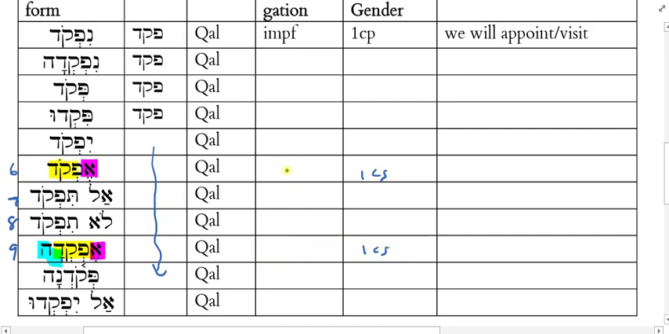Which one of these is the imperfect and which of them is the cohortative? Number 6 is imperfect. Good. Number 9 is cohortative. Good. And so what's the translation value going to be for 6? I will appoint. We'll just abbreviate that. And then number 9. Yeah, may I or let me appoint. Okay. All right. Good. Anybody else have a question about these?